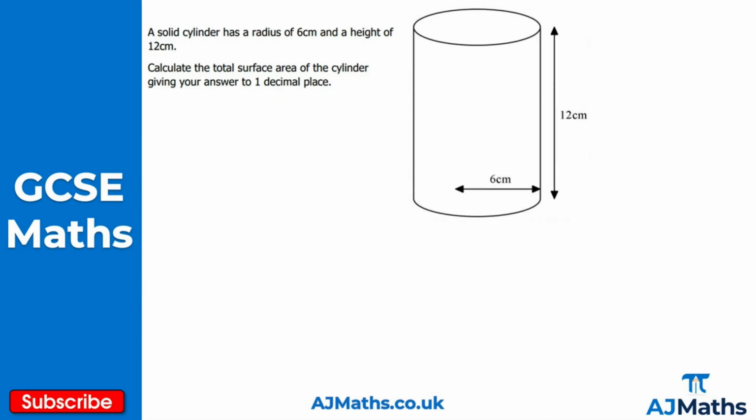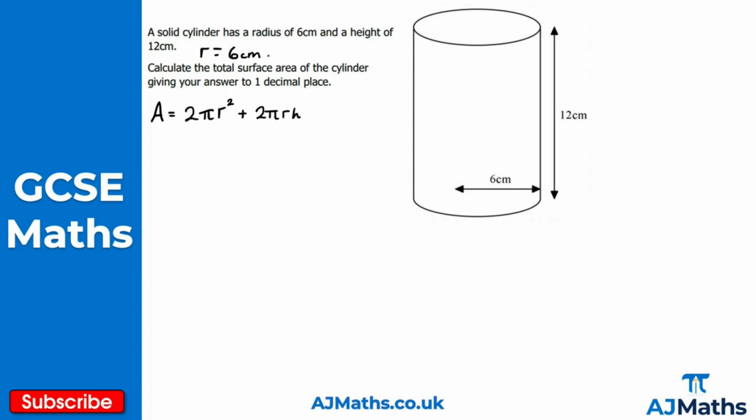Let's take a look at another one. Again, we've just got a solid cylinder and we want to find the total surface area. Again, let's give the formula for the area: A is equal to 2 pi r squared plus 2 pi rh. In this case, we've got a radius r of 6 centimeters.